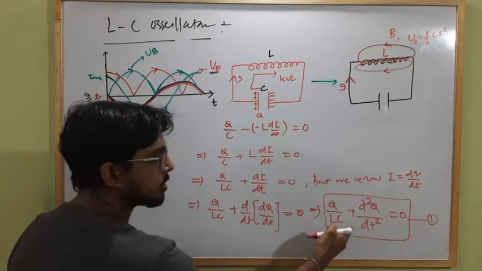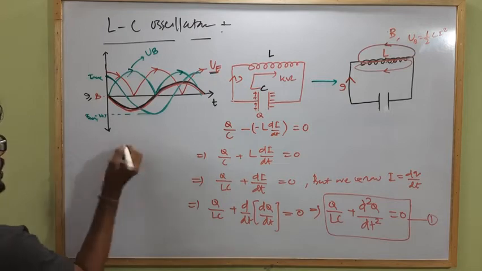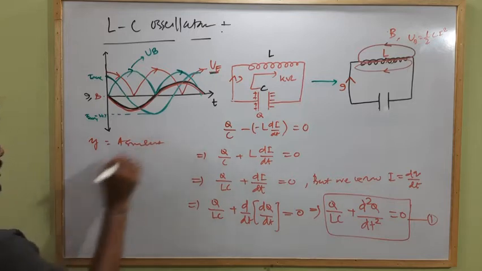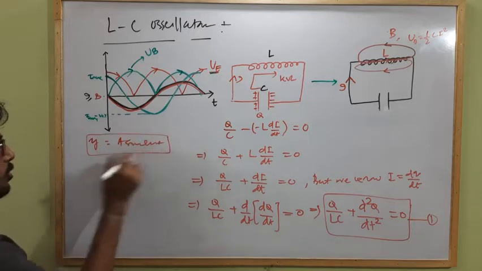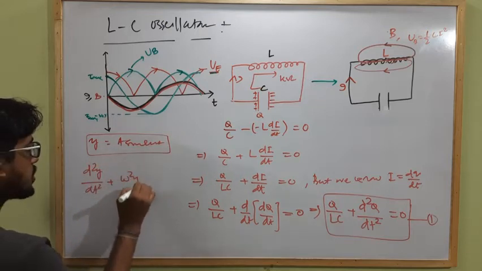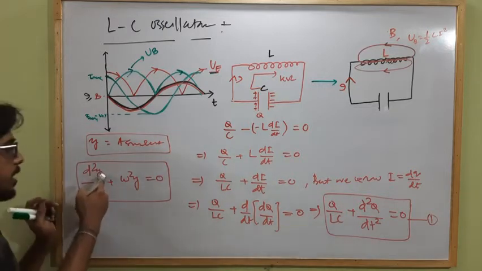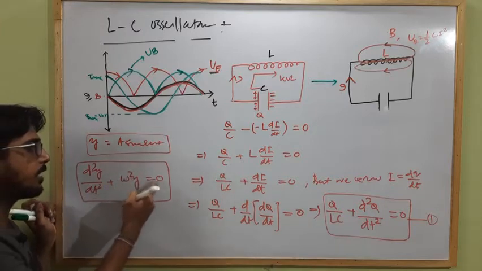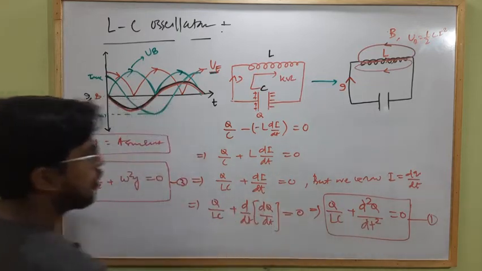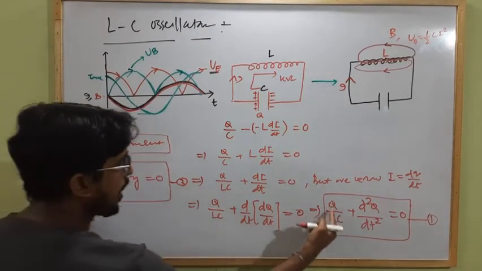And comparing this equation with the differential equation for SHM, we already know what is the differential equation for SHM. If y is a function which is written as a sin omega t, it is a function for SHM. So the differential equation of SHM will be d square y by dt square plus omega square y equal to 0. This is the equation of SHM. Let it be equation 2. By comparing these two, we will get what? y as Q and omega square as 1 by LC.